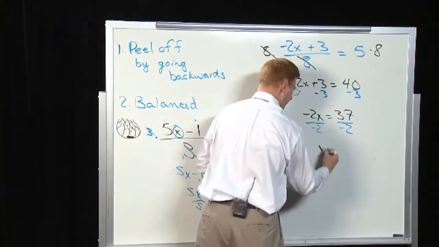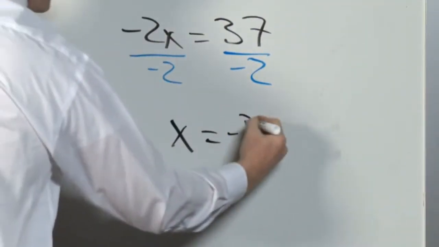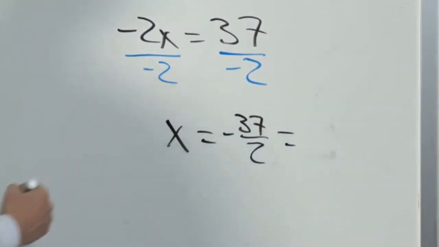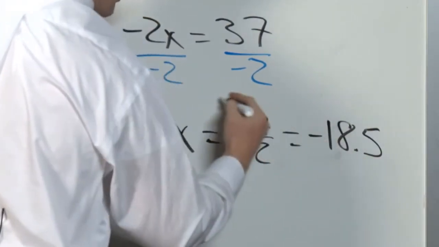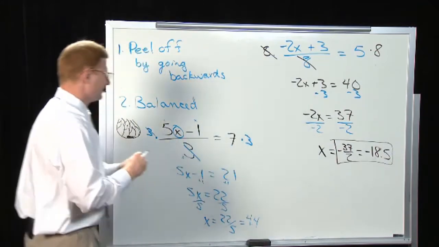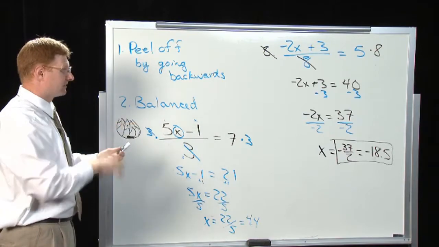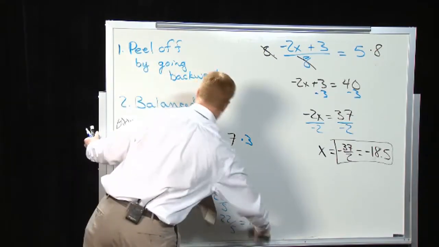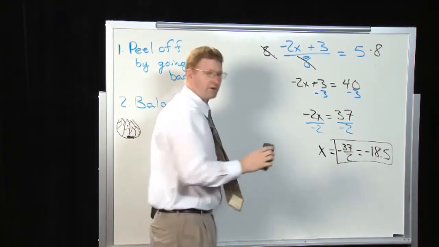So we have x equals 37 over negative 2. You can either write it like this, or negative 18.5. Either one. That's what our number there is. This kind of process, just one piece at a time, can get bigger and bigger and bigger. We're going to do a big problem now. If I were you, I would write this down.